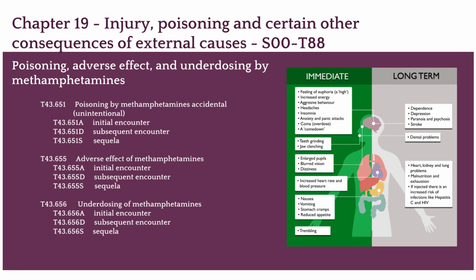T43.651A to T43.656S were created for the financial year 2023, specifically for methamphetamines. Now, these new codes specify if the methamphetamine poisoning was due to self-harm or accidental usage or assault or undetermined cause. They also identify whether it is poisoning, adverse effect, or an underdosing of the methamphetamine.